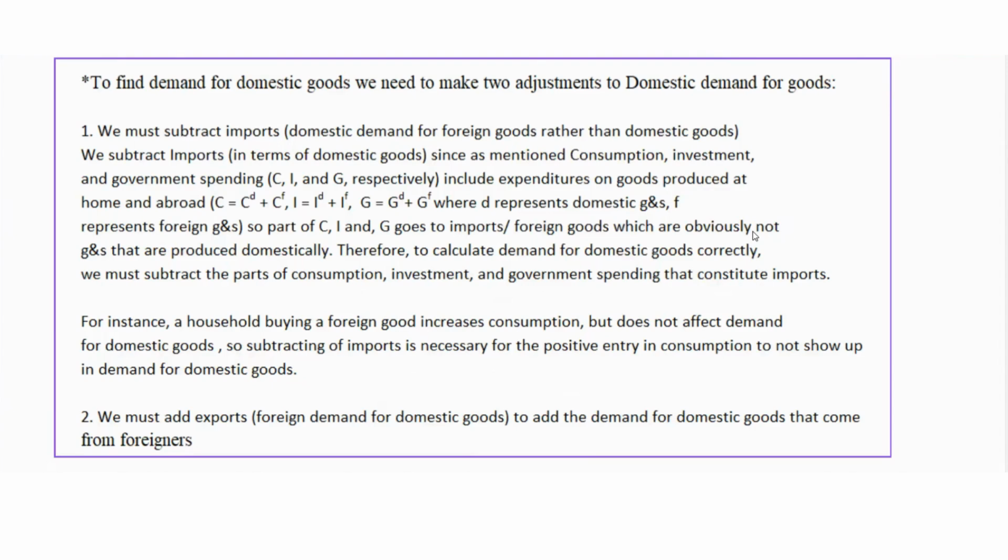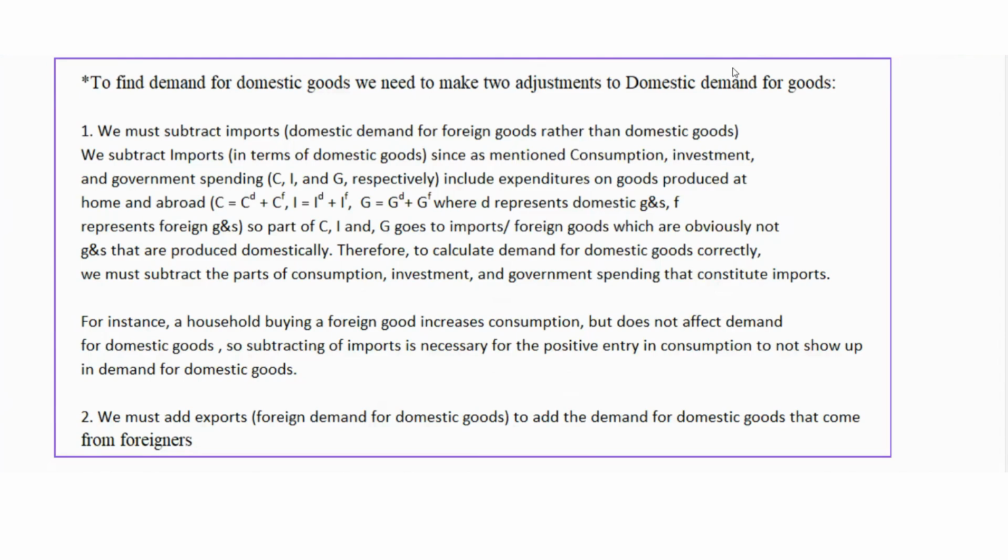So, subtracting imports is necessary for the positive entry in consumption to not show up in demand for domestic goods. So, the first step is that if we have domestic demand for goods, we subtract imports to take that part of C, I, and G that's spent upon foreign goods rather than domestic goods. We then need to also add exports to add the demand for domestic goods that comes from foreigners, right?